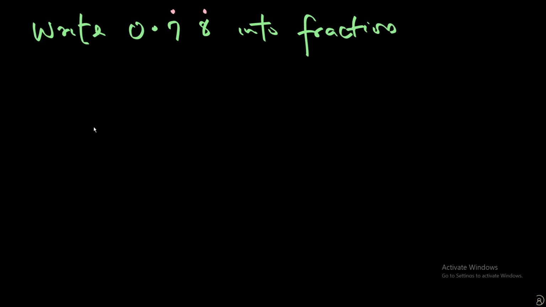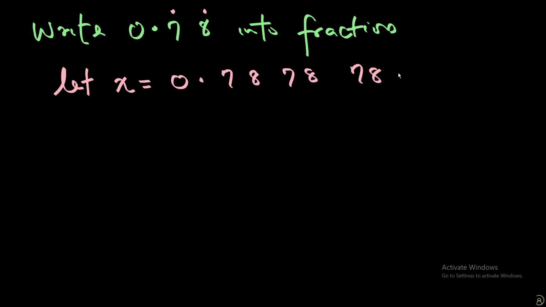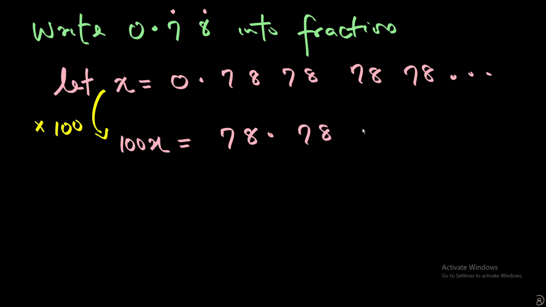So the first thing we've got to do, we're going to say let x be equal to 0.78787878, and the list goes on and on with 7 and 8 recurring. And now because we have 7 and 8 recurring, we're going to multiply our very first equation by 100. And when you do that, there's going to be 100x and also multiplying by 100, you have 78.7878. Okay.